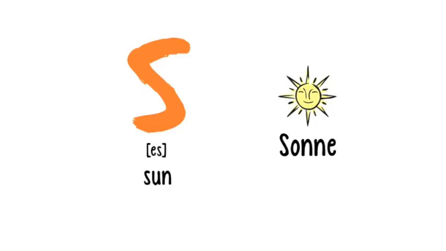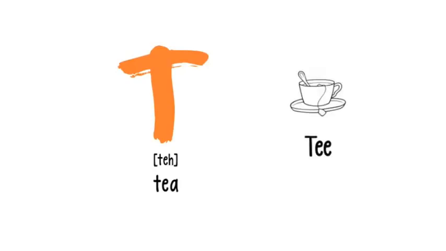S. S is pronounced like the word sun. The translation for sun in German is Sonne. T. T is pronounced like the T in the word tea, and the German translation for tea is Tee.